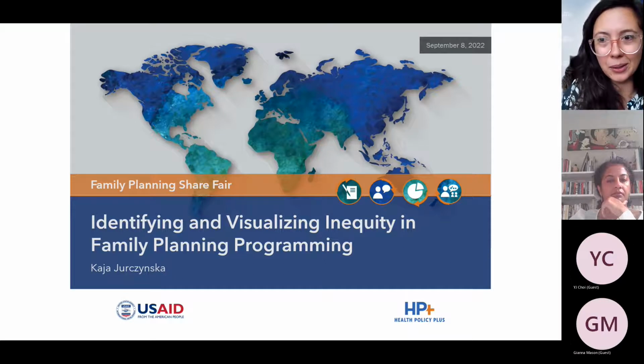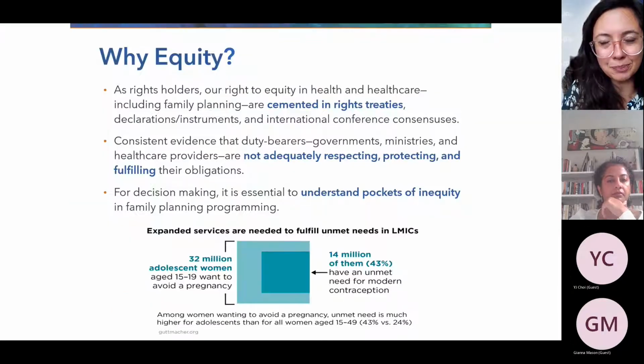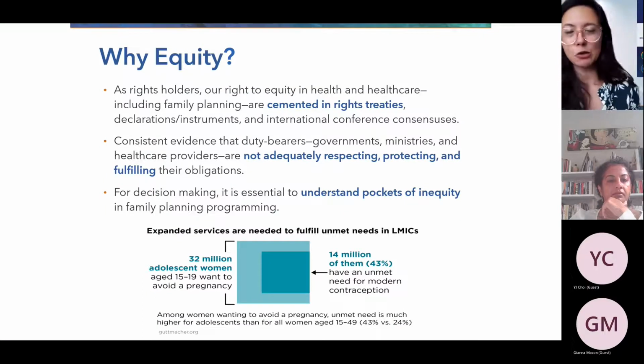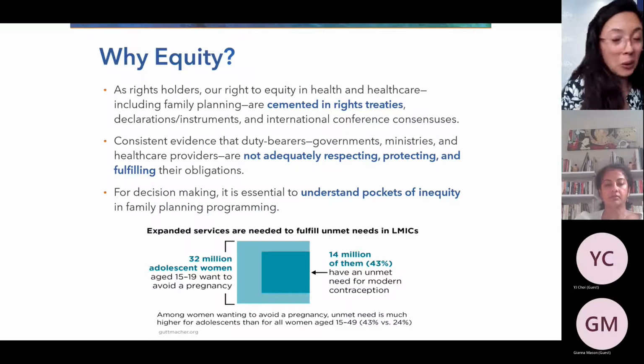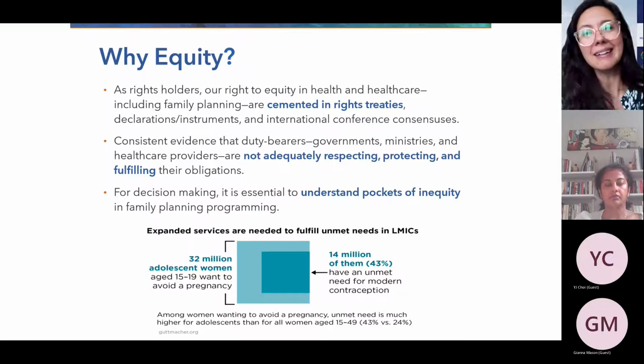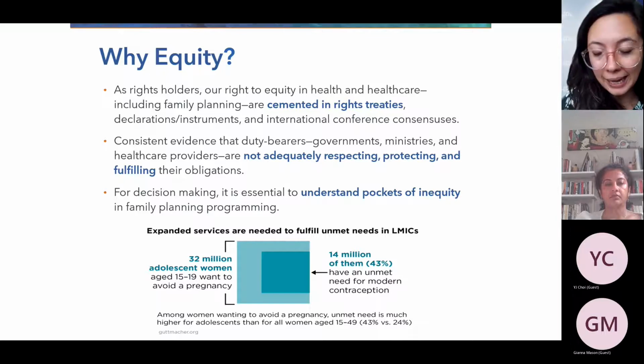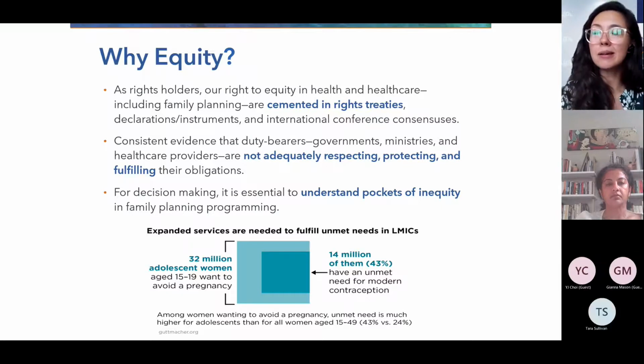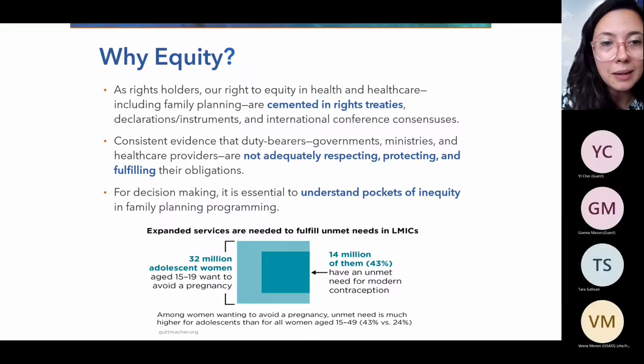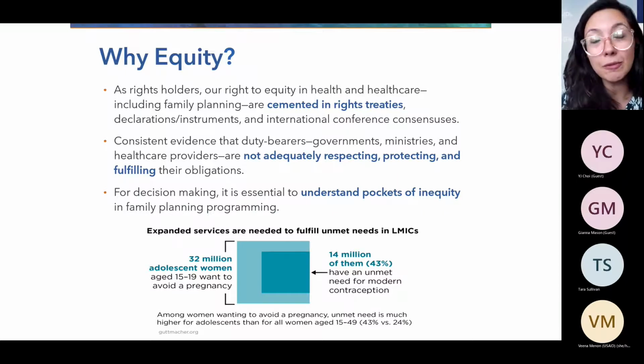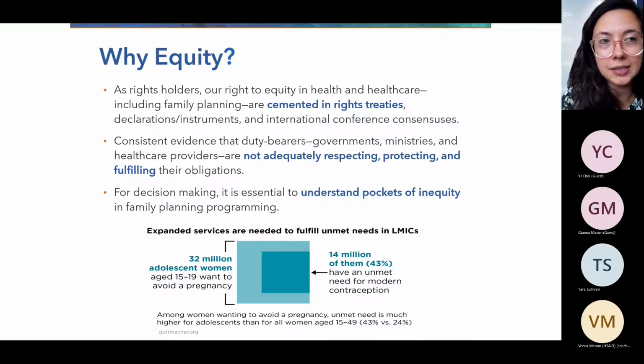So let me know if the slides for any reason don't progress for you. I think they should. So I suppose we can just start with the existential question, why equity? I think we're all rights holders. Some of us are also duty bearers, but our right to health, equity in health and health care includes family planning. It's been cemented in countless treaties, declarations, rights instruments, and international conferences, and those consensus documents that have resulted from those meetings. So despite our rights, we have consistent evidence that duty bearers, including governments, ministries, healthcare providers, really aren't yet adequately respecting, protecting, and fulfilling our obligations.